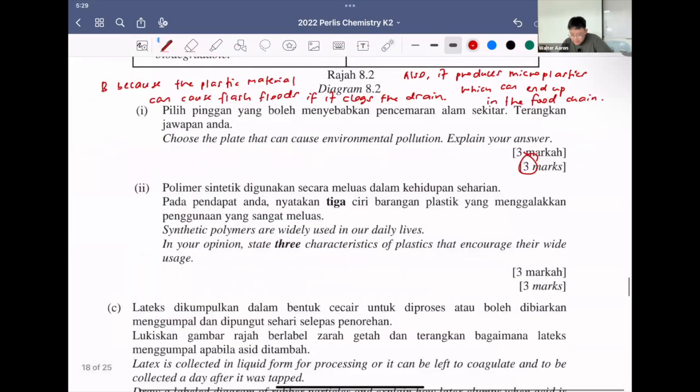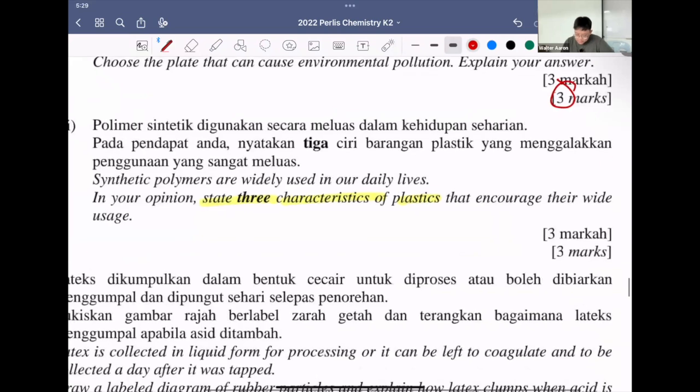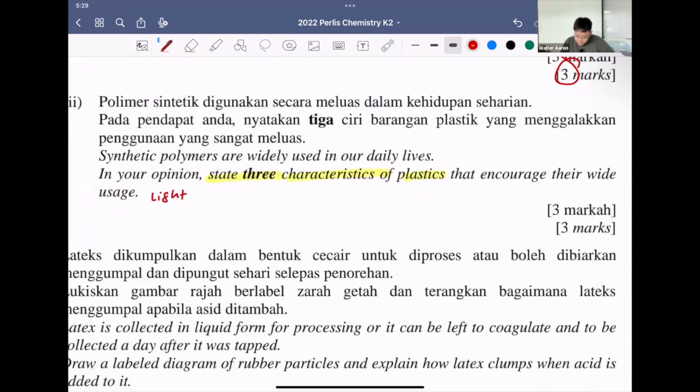Synthetic polymers are widely used in our daily lives. In your opinion, state 3 characteristics of plastics that can encourage the usage. I think it's very simple. First of all, plastics are better because they are light. You can also say that they are cheap and easily available. Others that you can add are waterproof, and that they remain stable at high temperatures. Any one of those answers can be used in your answer scheme.